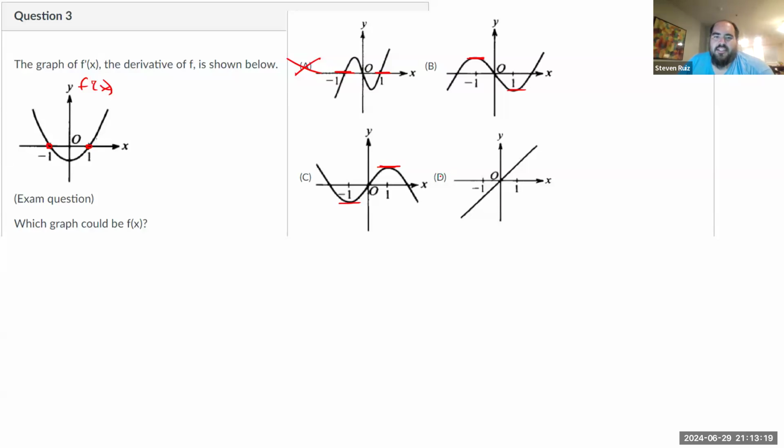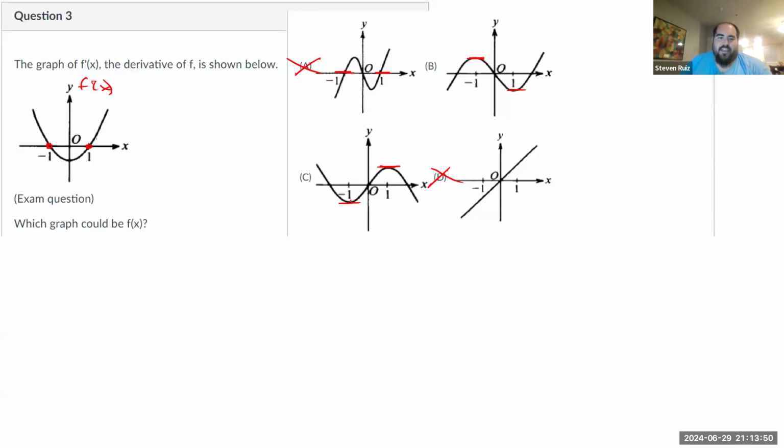So for that and lots of other reasons that I don't need to get into, we can throw out D. So now let's try to rule out either B or C. So what is happening between -1 and 1 on my derivative graph? I have negative values, so my derivative is negative. What does it mean for the function f if the derivative f prime is negative? That means my function needs to be decreasing between x equals -1 and 1.